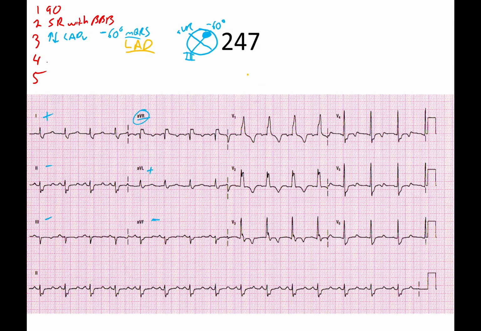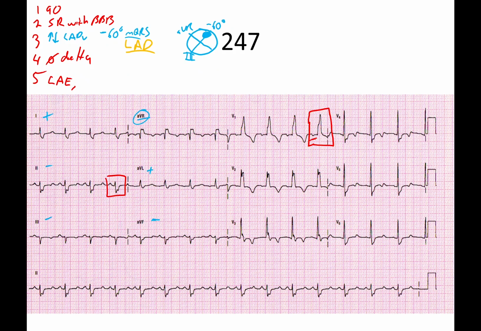All right, so do we have delta waves? Nope, sure don't. As for our hypertrophy, what are we going to look at? Well, we're going to look at our P waves here, and it looks like we've got maybe a little biphasic, but we'll double check up here, and sure enough, we've got a biphasic P wave, second half's larger, so we have a left atrial enlargement.